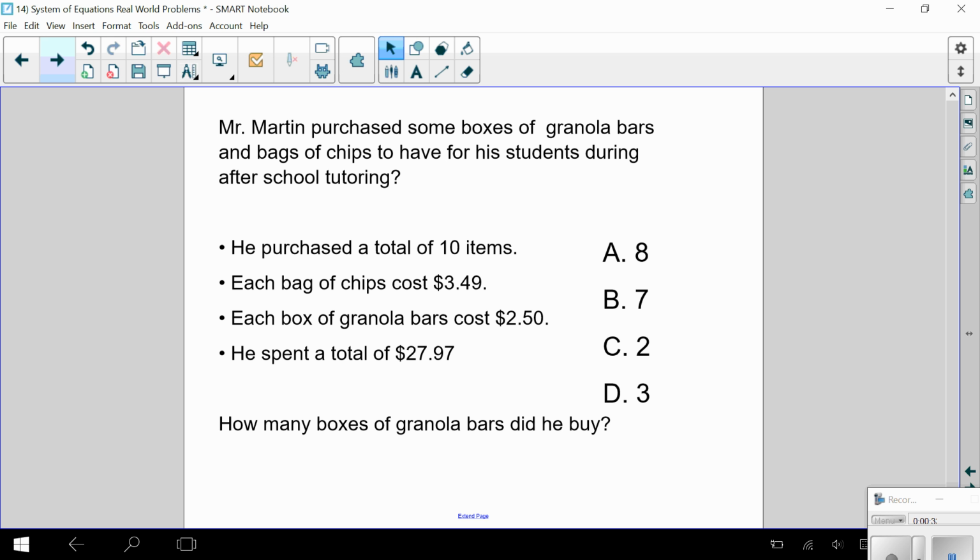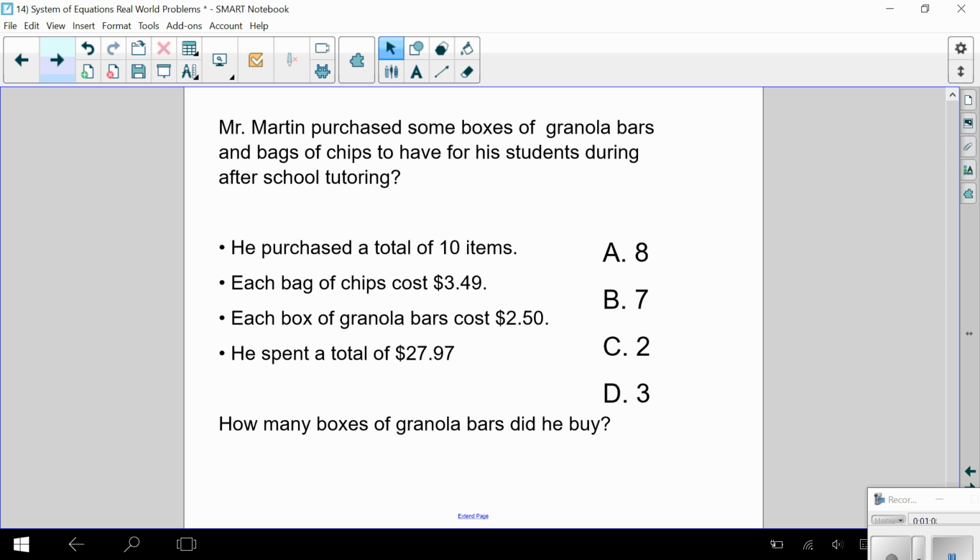Or you go to the bowling alley, you pay for your shoes and the bowling ball. The unknown is how many games we can play. With a system of equations, we're looking at two unknowns. So we're either typically buying two different things, in this case, granola bars and bags of chips, or we're working two different jobs. So when we have two unknowns, we have to use a system of equations to find it.